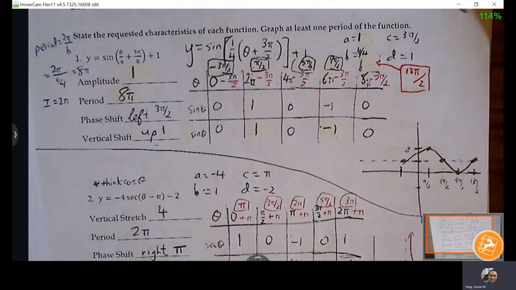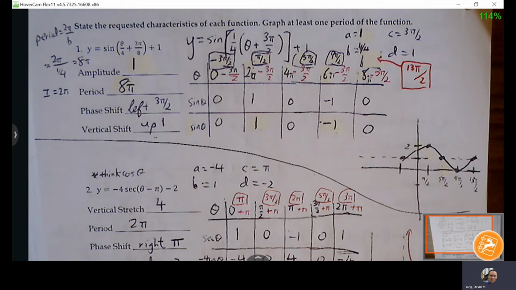Okay, so try number 3, and then we'll go over that. Number 3 is a chance for you to practice using the new period formula for tangent, and also knowing that for your interval, you're starting at 0 for tangent.